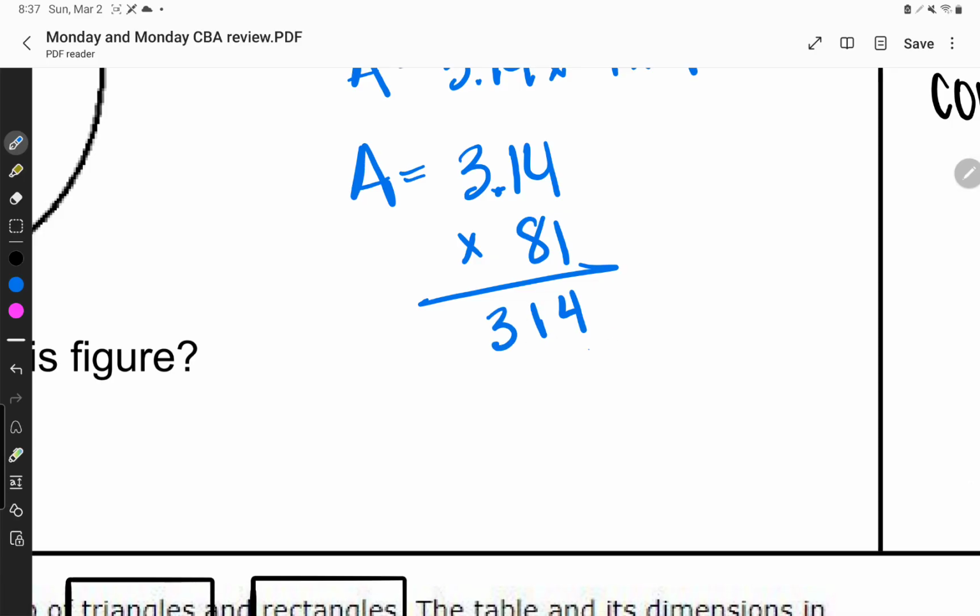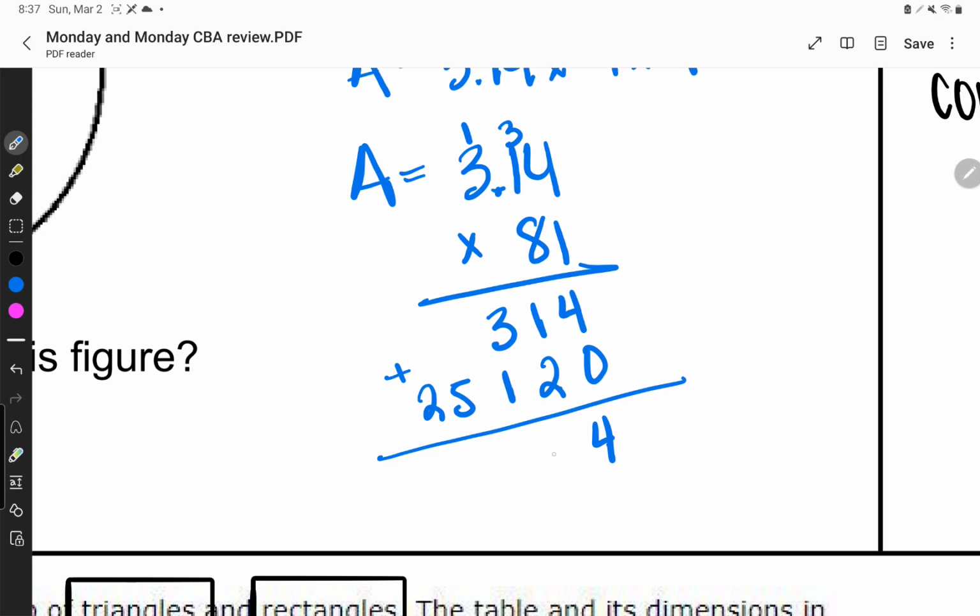I'm on my next row now, so I add a 0. 8 times 4 is 32, so I write down a 2, carry my 3. 8 times 1 is 8, plus 3 is 11, so I write down a 1, carry my 1. 8 times 3 is 24, plus 1 is 25. Add it all up together. 4 plus 0 is 4. 1 plus 2 is 3. 3 plus 1 is 4. Drop down your 5, then you have your 2.